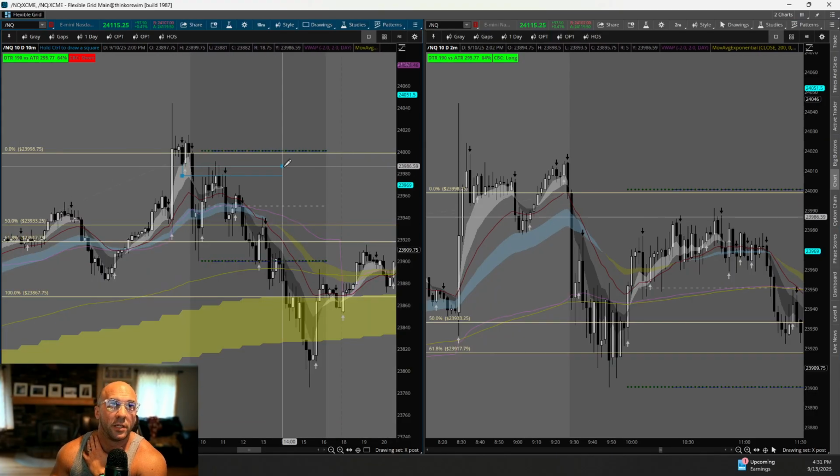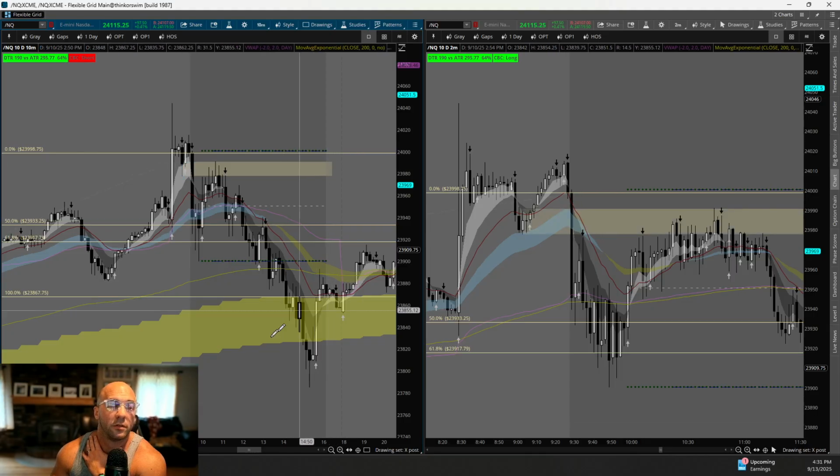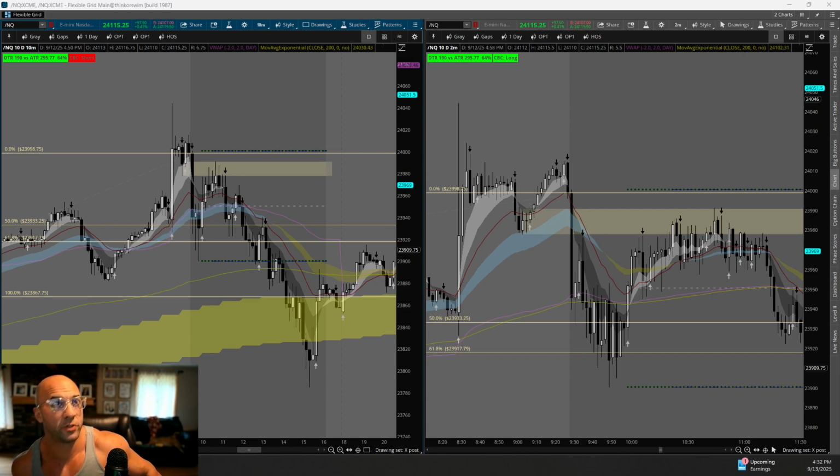Why is this an area of importance? Anybody still alive want to tell me why that's an area of importance and why we are rejecting right there? Well, it is a lower high. Correct. It is a lower high into what? Simple concept, right? People would say it's something turns into something. It's resistance now. Yep.